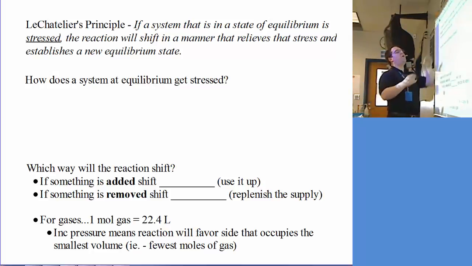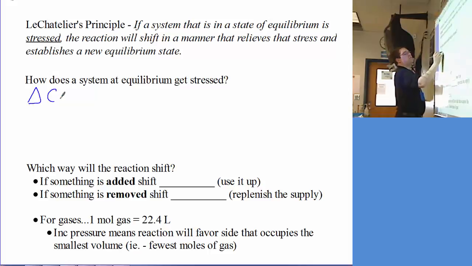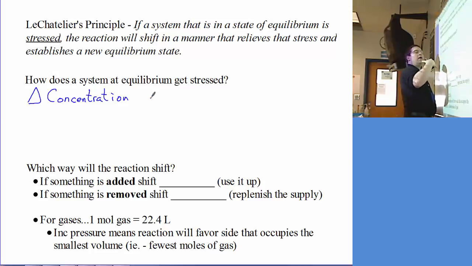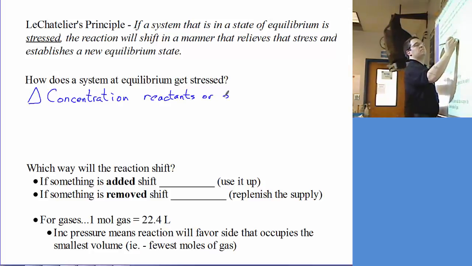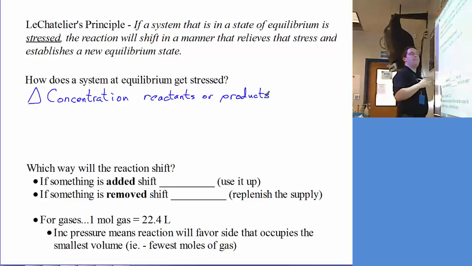Now, how exactly can we stress the system? Multiple ways. If we change the concentration. So this is new information now on the slides that you have. Change the concentration by either adding or subtracting reactants or products. We can stress the equilibrium by changing the temperature.